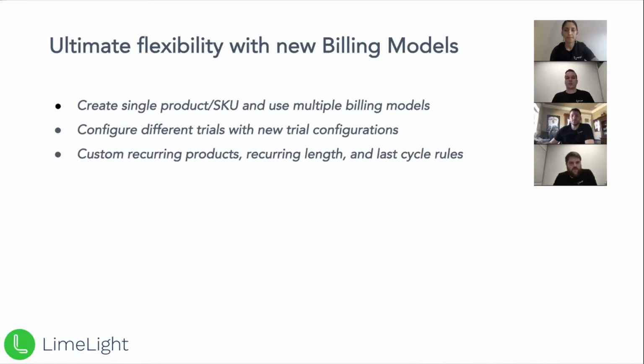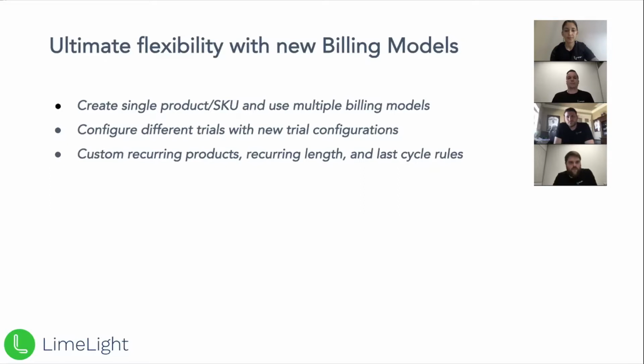So I have a single product that I want to sell as a straight sale, a 30-day, a 60-day. It still only is one product. And this allows you to also configure new trial configurations. I'll get into a demo of exactly how it flows.